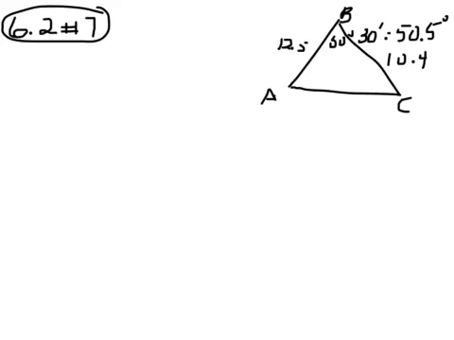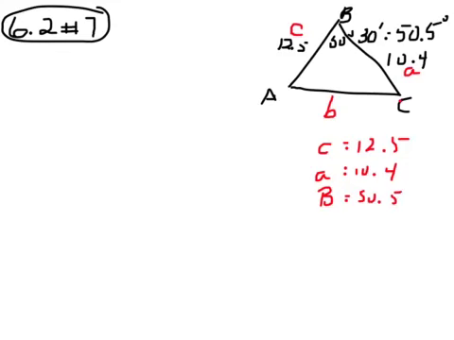So let's do our labeling. Across from A is the side A. Across from angle B is the side B, and across from angle C is the side C. So now, if you look, I've got little c is 12.5, little a is 10.4, and the angle B is 50.5 degrees, which is how we're going to want to work with it in the calculator. Okay.